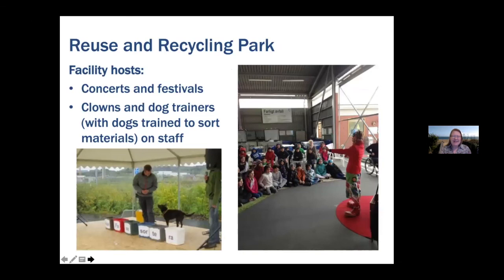So the facility hosts concerts and festivals, clowns and dog trainers, and entertains children. And this dog in Sweden can sort materials into 6 different categories, things like paper, metal, glass. So if a dog in Sweden can sort materials and keep them separated, then you can too.